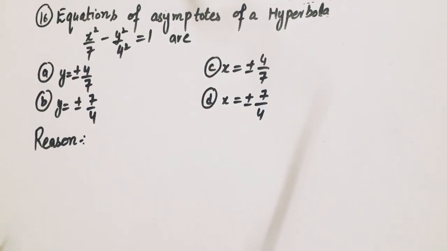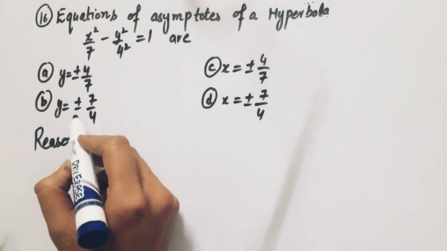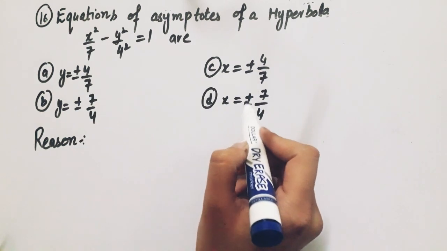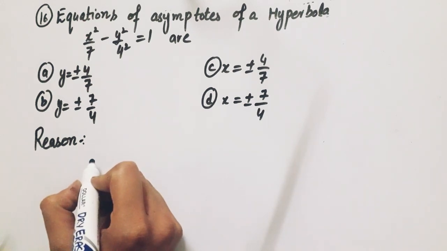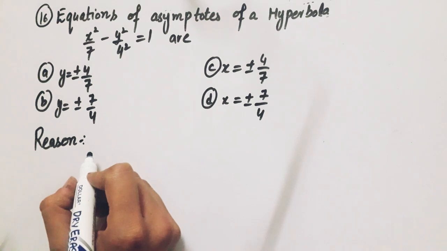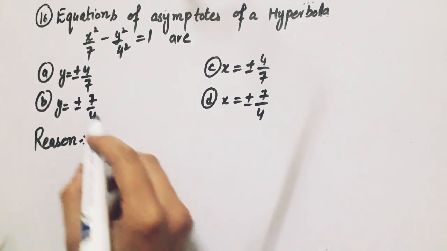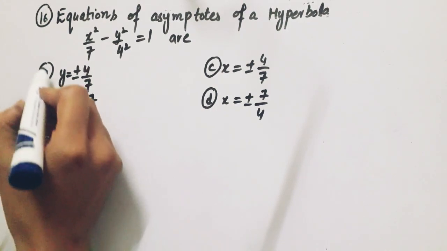Now the equation of the asymptotes of the hyperbola x square by 7 minus y square by 4 square is equal to 1. The options are y is equal to plus minus 4 by 7, y is equal to plus minus 7 by 4, x is equal to plus minus 4 by 7, or x is equal to plus minus 7 by 4. So the right option of this question is y is equal to plus minus 4 by 7.